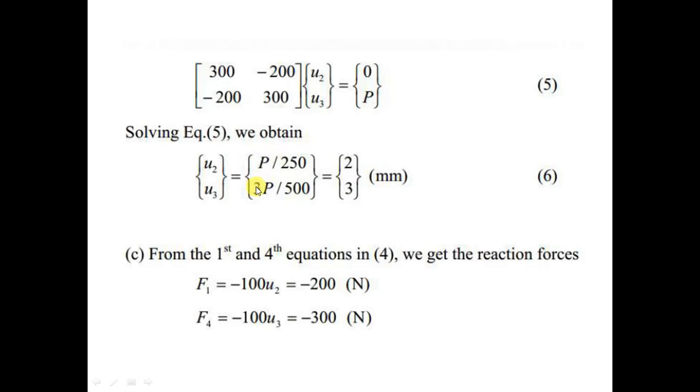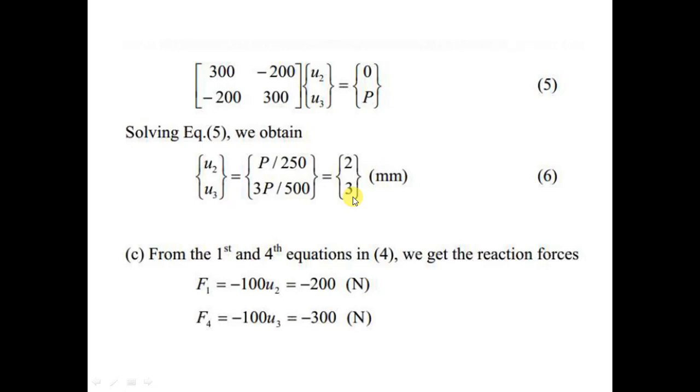Now the value of P is given, that is 500. Just put the value here: 500 divided by 250, and 3 into 500 divided by 500. The 500 gets reduced, so the remaining will be 2 and 3. So U2 is equal to 2, U3 is equal to 3. That is the displacement at node number 2 and 3, because node number 1 and node number 4 are fixed, so there will be 0 displacement.